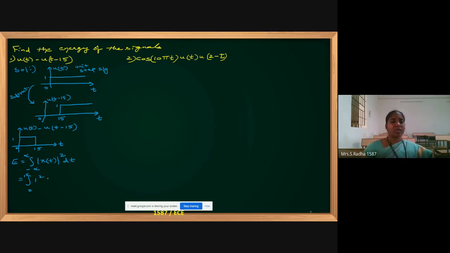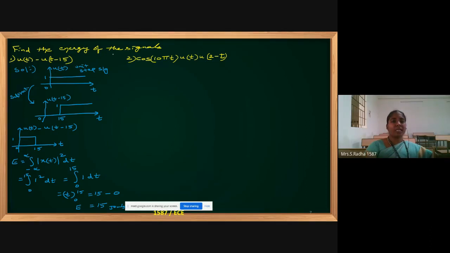So 1 square dt. And if we move further, integration 0 to 15 where the signal exists. 1 square is 1 into dt. And if you integrate 1, it becomes t. Substitute the limits 0 to 15: the upper limit 15 minus lower limit 0. Answer is 15 joules. This is the energy calculation for the first signal.